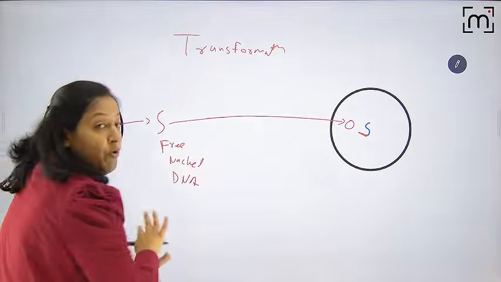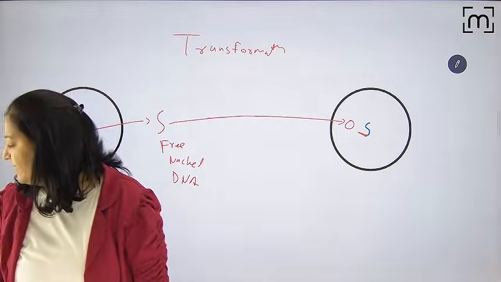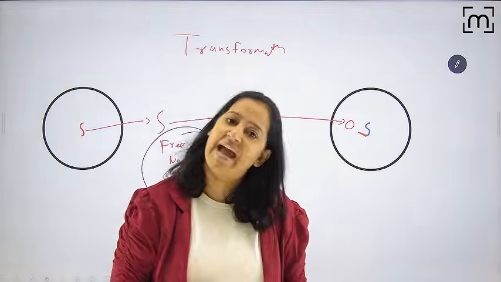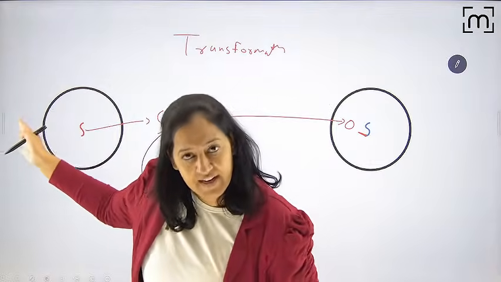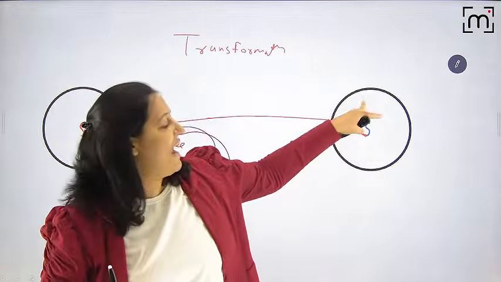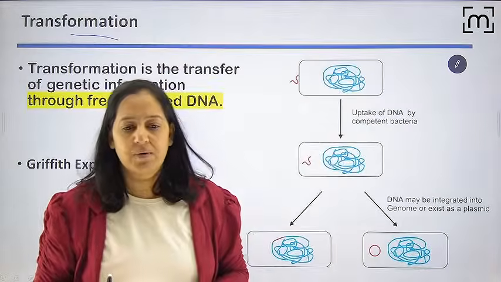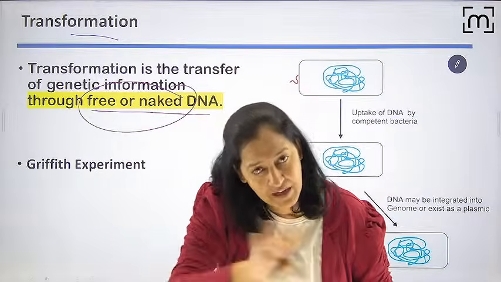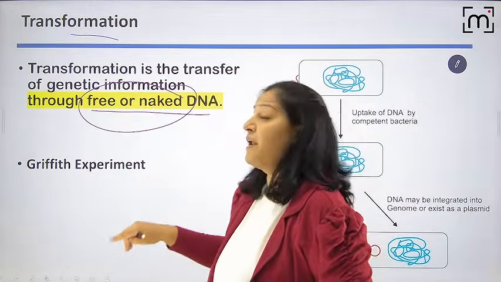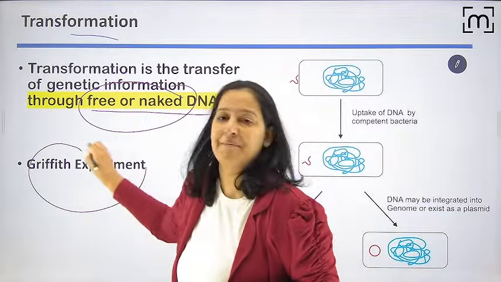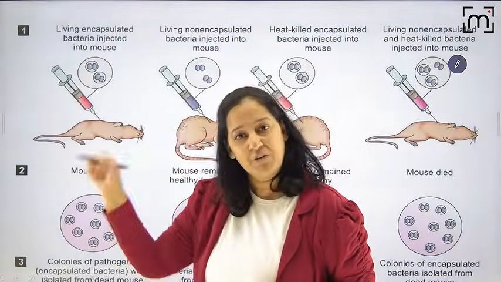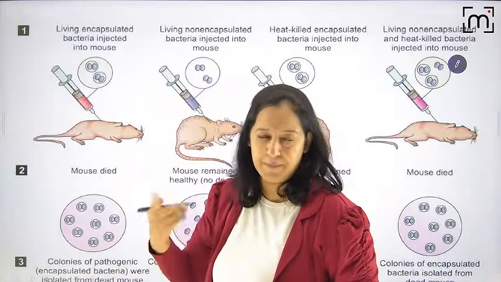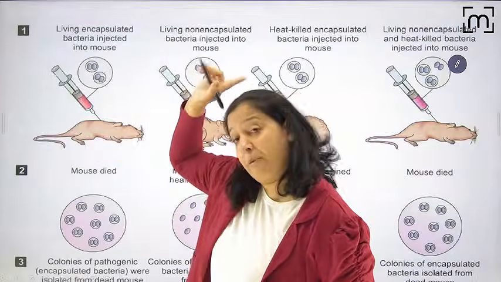Transformation. Mind my words, no vehicle is required here. It is free DNA, naked DNA, which is moving from the dead bacteria, leaking from it and entering inside the living bacteria. So this is known as transformation. The words to pick up here are free or naked DNA, no vehicle, no agency. There is an experiment to prove that: the Griffith experiment. I guess everyone knows about the Griffith experiment, the 4 mice experiment in which Streptococcus pneumoniae is injected into mice. I'm not repeating this experiment here; I will teach you that in Streptococcus pneumoniae.